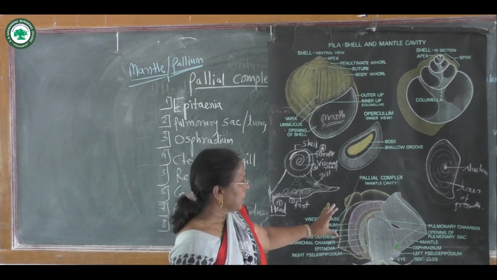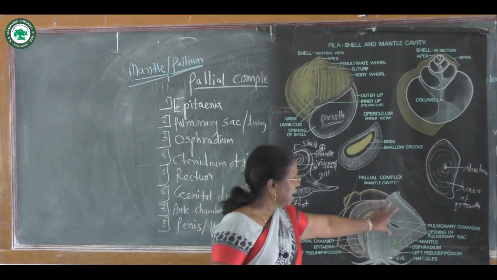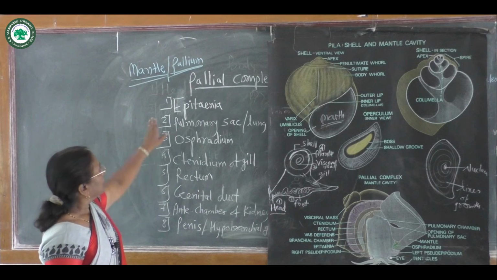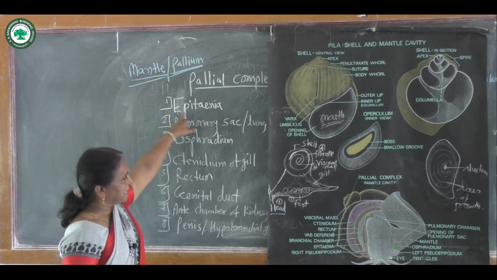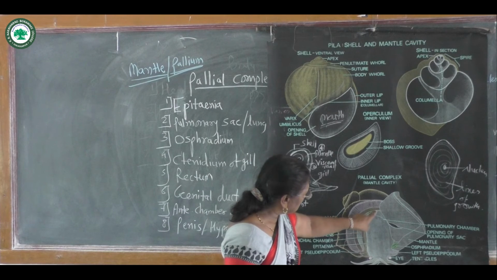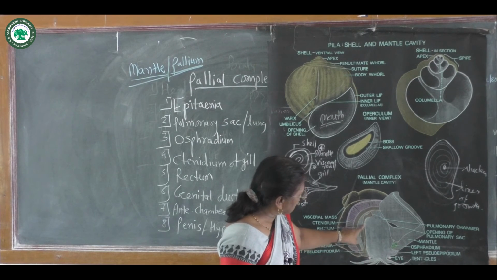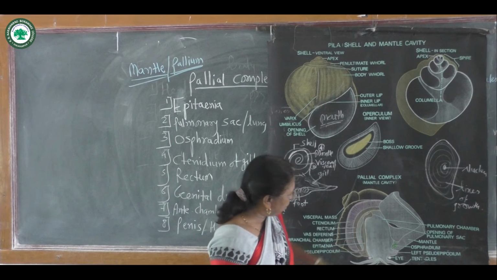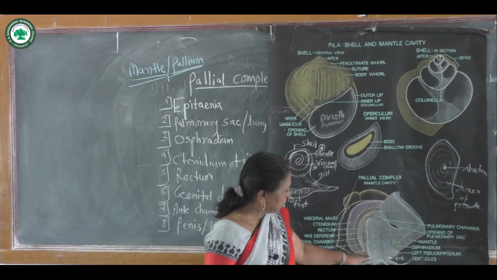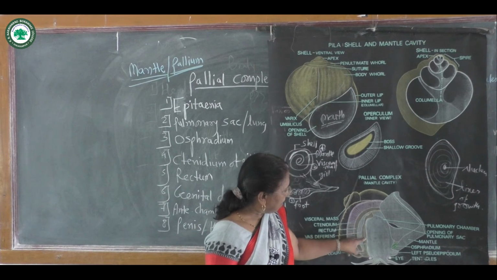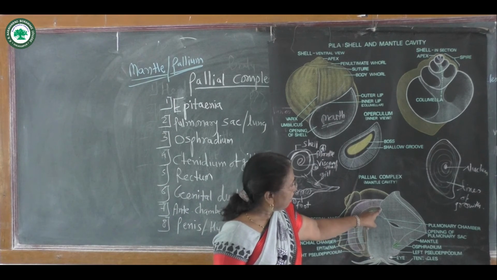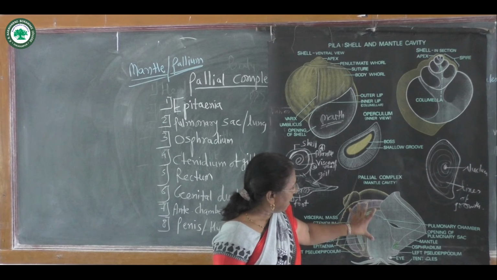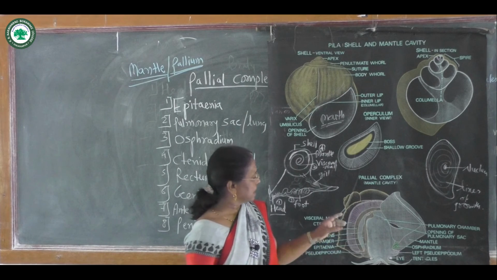Here, the main important organs which are present in this mantle cavity or pallial complex are these. First, the epithenia. You can see here, epithenia is nothing but a prominent skin fold which arises from the right nuchal lobe and goes back up to the base of the mantle. Due to the presence of this epithenia, the mantle cavity divides into two chambers.